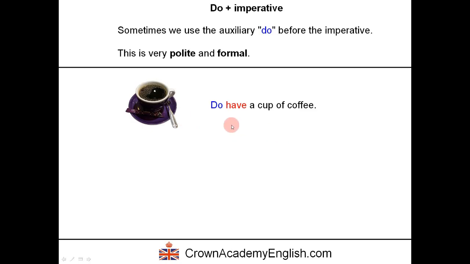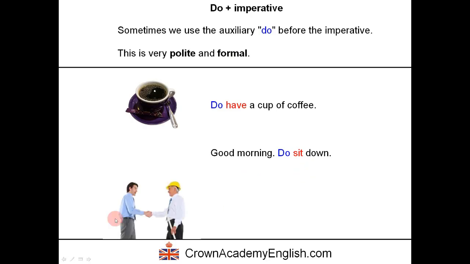So if we want to offer someone a cup of coffee and we want to be very polite and formal, then we say, do have a cup of coffee. Do have a cup of coffee. And we emphasize the word do when we say it. Do have a cup of coffee. So when we welcome someone, we can say, good morning, do sit down. Do sit down. And in a business environment, do call me if you have any questions. So do call me if you have any questions.